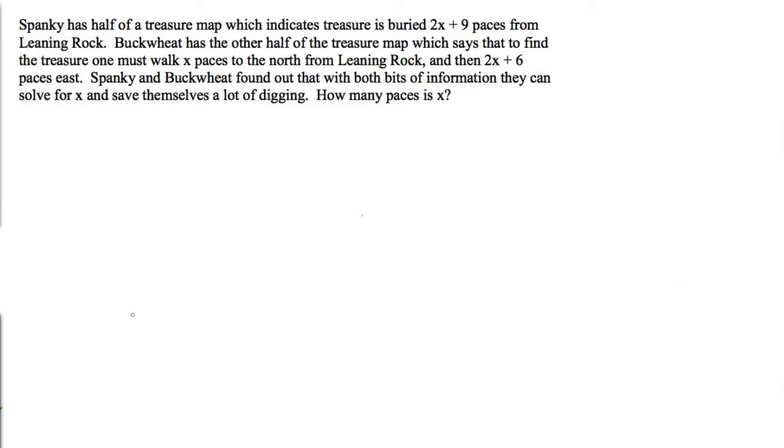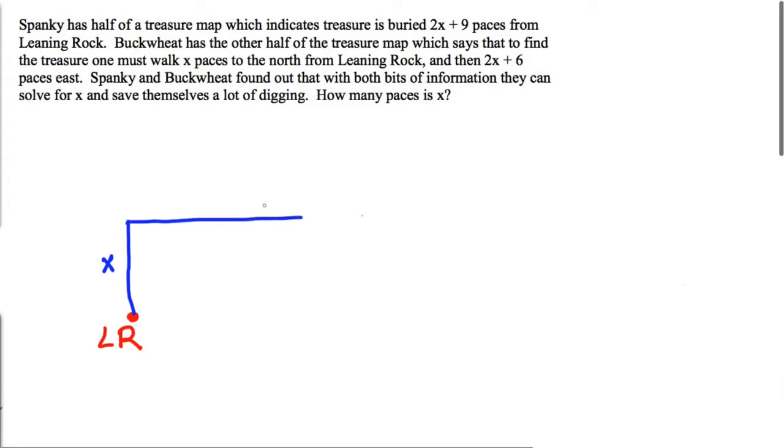Okay, so let's draw that picture. Let's say Leaning Rock, we'll call it LR, is right there. Buckwheat's half of the treasure map says that from Leaning Rock you must walk x paces to the north. So let's say this is x paces to the north, and then 2x plus 6 paces east. And once you do that, you get to the treasure. So let's call it T for treasure.